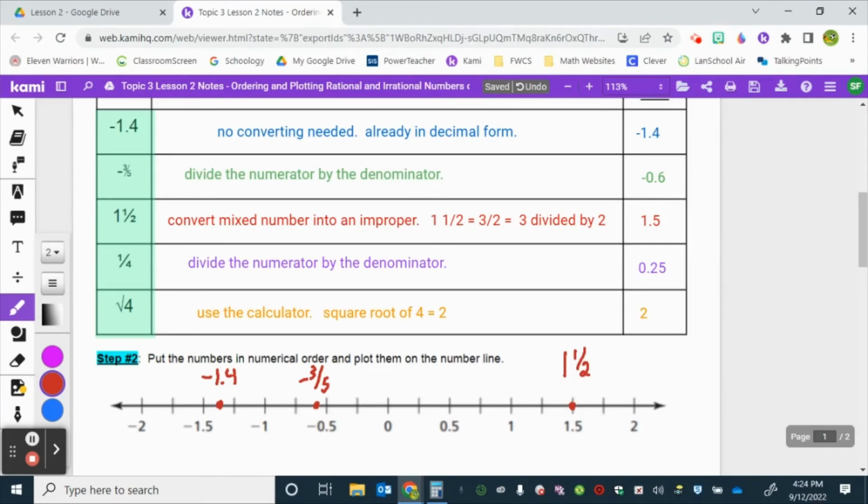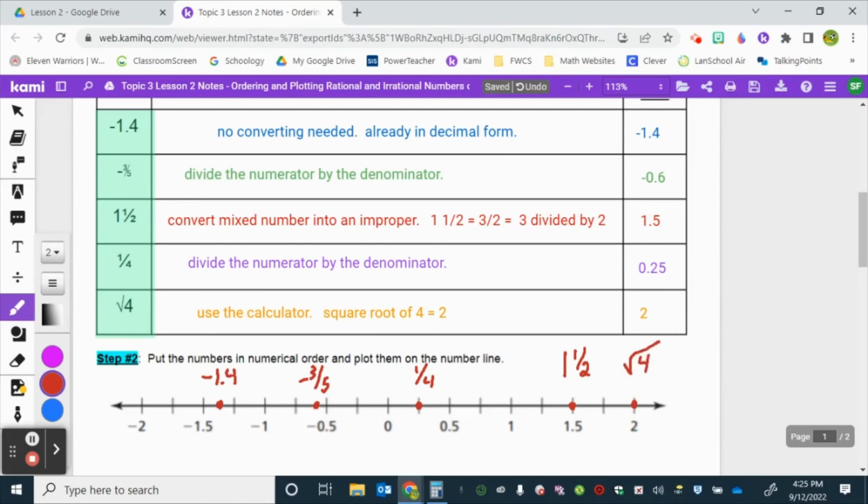And then 1/4. Again, I understand that 1/4 is the same as 0.25, and 0.25 is going to be directly in the middle of 0 and 0.5. So I'm going to put my dot directly in between 0 and 0.5, and then I'm going to put 1/4 above it. And then my last number, the square root of 4, using the calculator, we saw that that was equivalent to 2. And if I go on my number line and I find 2, I'm going to plot my point, and then I'm going to put the square root of 4 above it.